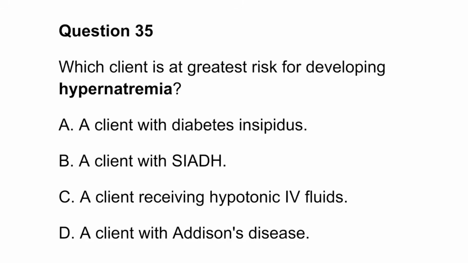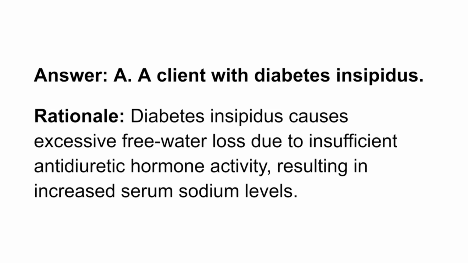Question 35. Which client is at greatest risk for developing hypernatremia? A. A client with diabetes insipidus. B. A client with SIADH. C. A client receiving hypotonic fluids. D. A client with Addison's disease. Answer: A. A client with diabetes insipidus. Rationale: diabetes insipidus causes excessive free water loss due to insufficient antidiuretic hormone activity, resulting in increased serum sodium levels.